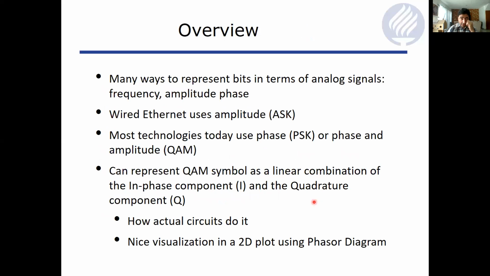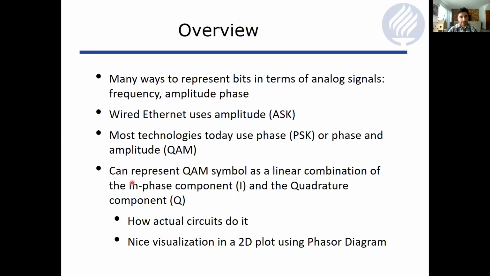So we saw that there are many ways to represent bits in terms of an analog signal. We can change frequency, we can change amplitude, we can change phase as well. Wired Ethernet uses amplitude shifting. We mentioned that amplitude shifting is useful when we have a controlled medium like a wire, and a wire has very low resistance. Most technologies nowadays use phase shifting, or phase and amplitude, which is QAM.